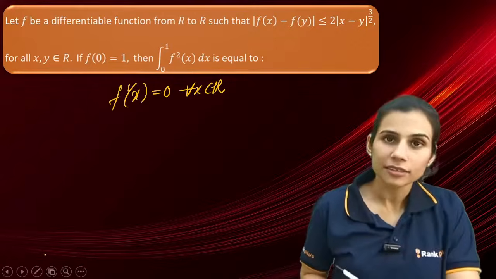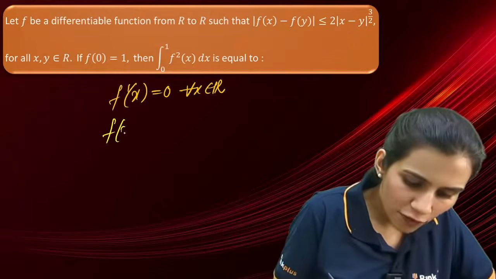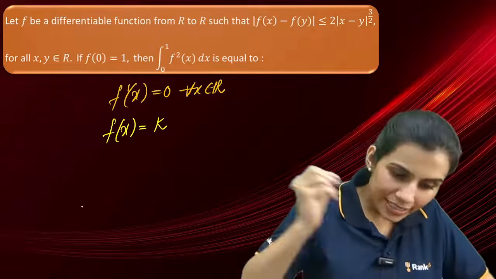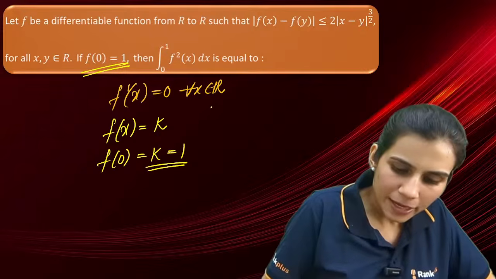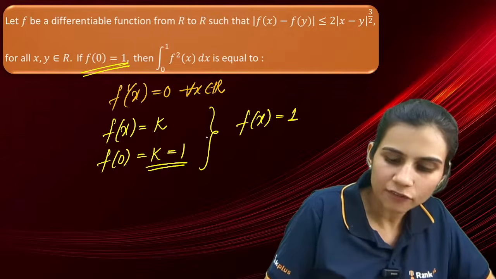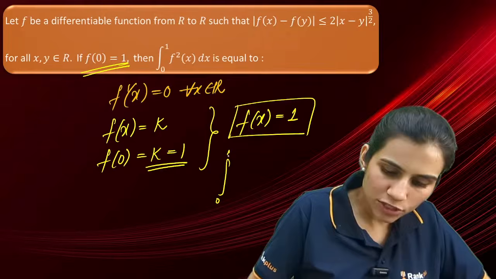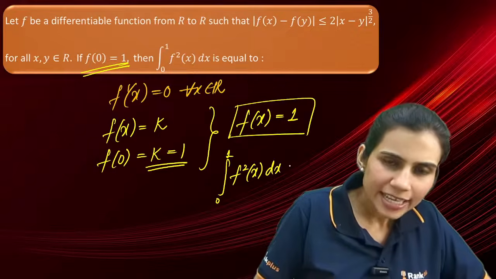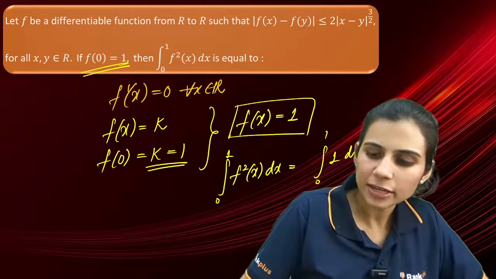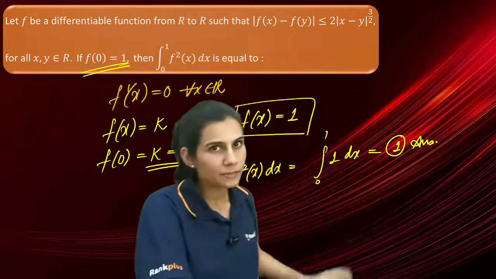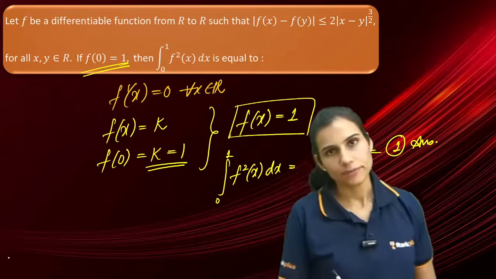And what does this mean? If the derivative of a function is 0, that means the function itself is nothing but a constant. So f of x is coming out to be just a k. But it's given in the question that f of 0 is 1. So f of 0, which is k, is given to be 1. That means your function f of x is nothing but 1, a constant function 1. So if the question asks you integral 0 to 1 of f square x dx, if f is 1, f square is also 1. 0 to 1, 1 dx, your answer is simply 1. This is how easy peasy lemon squeezy this question is.